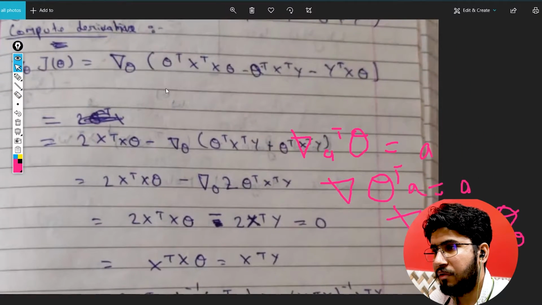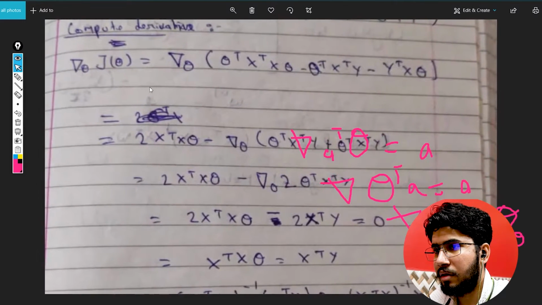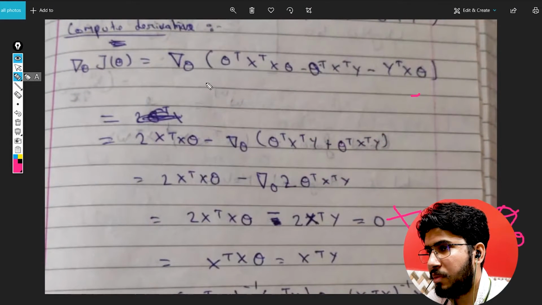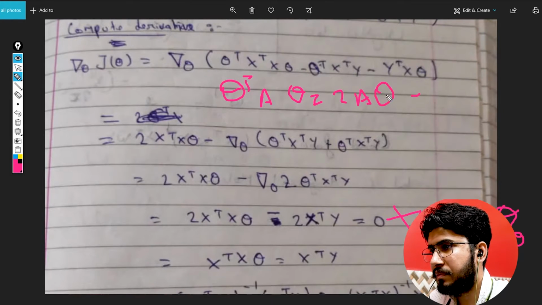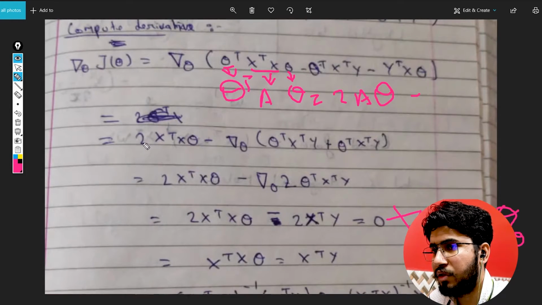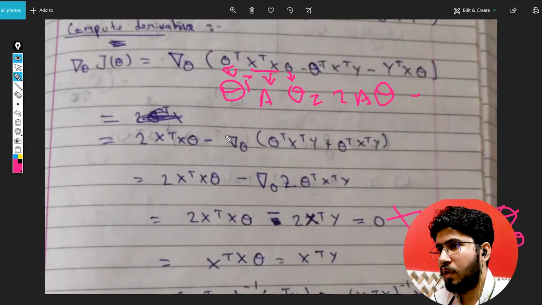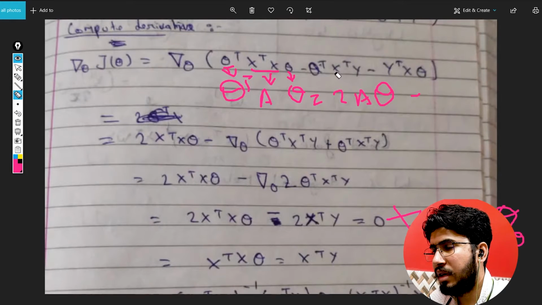So if you will see here what it is doing, so we have this formula. Let's take theta transpose A theta equal to 2A theta. Okay, so here theta transpose is same. We have x transpose x as our A, and we have theta here. So we are going to apply this formula, and it is going to be 2 into x transpose x multiplied by theta. Okay, now let's move on to the next part.